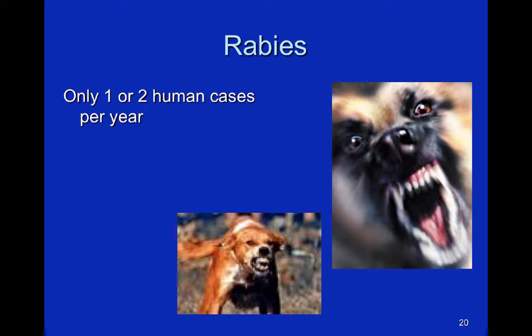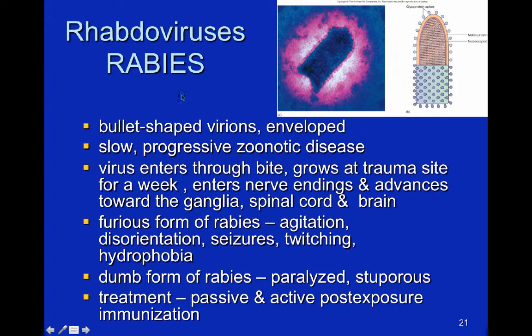So on to rabies. There's only 1 or 2 human cases per year. And remember, this virus is shaped like a bullet. It also has an envelope, and it causes a slow progressive zoonotic disease. The rabies virus will enter through a bite wound, grow at the trauma site for a week, and then enter the nerve endings and advance towards the spinal cord and the brain. As far as treatment, it must be passive and active post-exposure immunization before it reaches the spinal cord and brain. Otherwise, it is fatal.